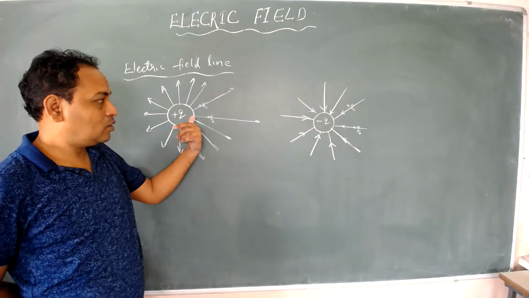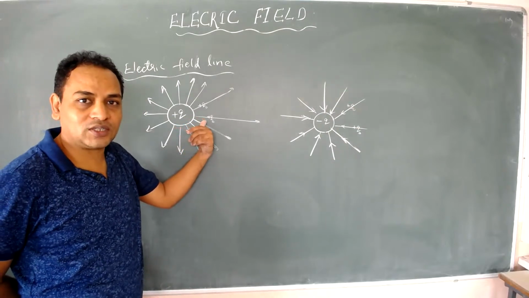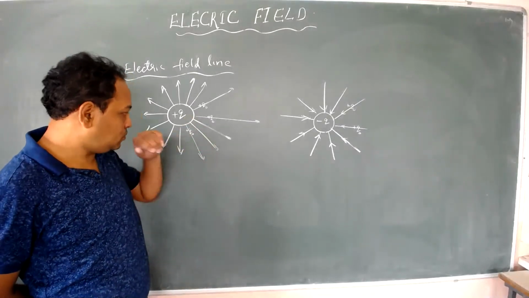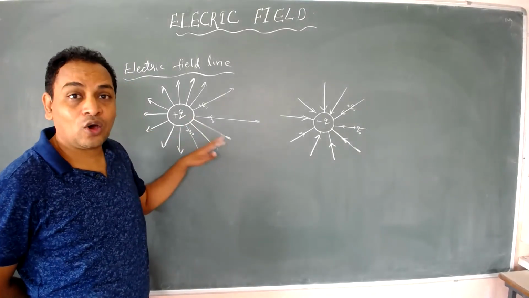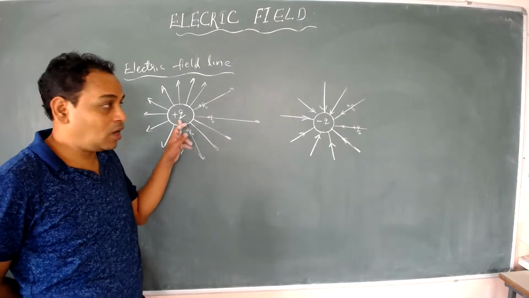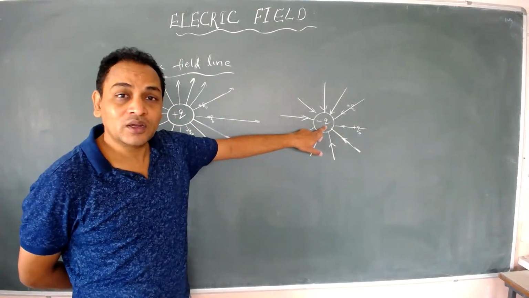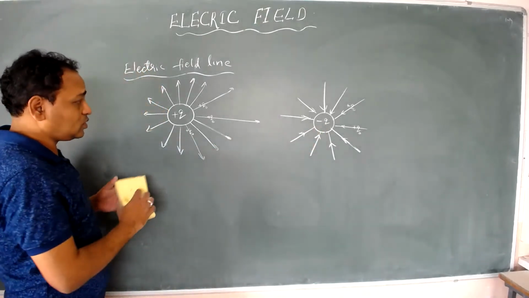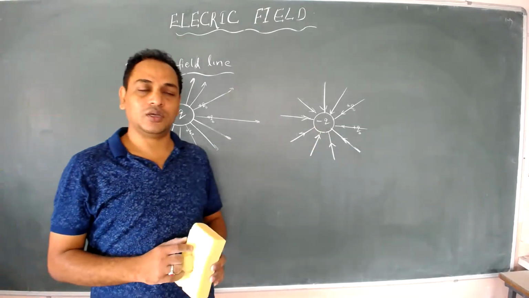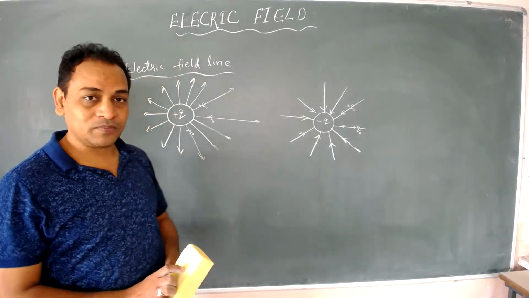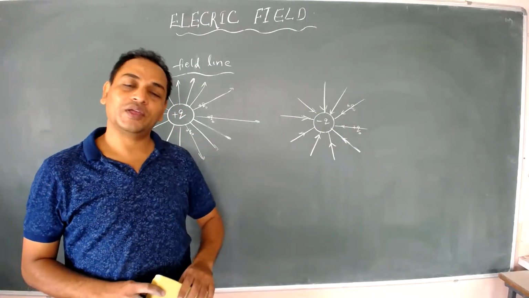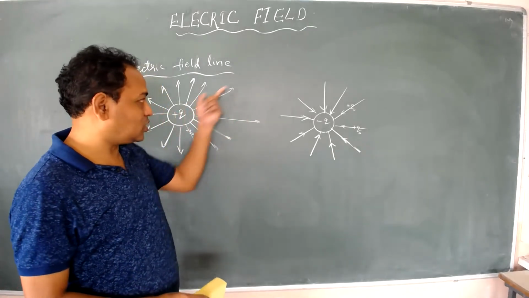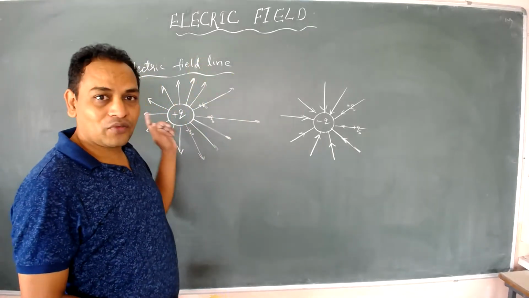Electric field lines originate at the positive charge. Once again I repeat: electric field lines originate at the positive charge and terminate at the negative charge. Keep this in mind, right? And this electric field line is a vector quantity. Why? Because it has a particular direction. In which direction is it? So the electric field line is a vector quantity.